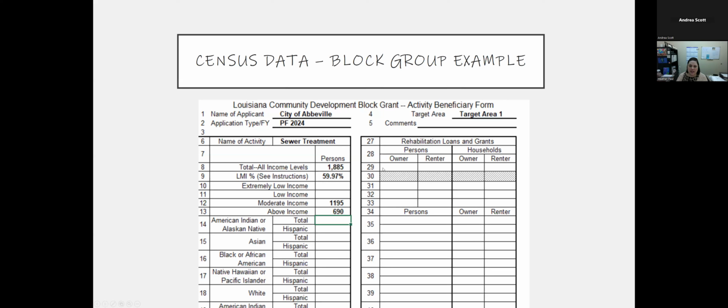So again, we're putting in that total number, 1885, and then we're entering the moderate number, 1195, and then it populated the 690 as long as you're using the Excel version. And then it comes out to 59.97%.